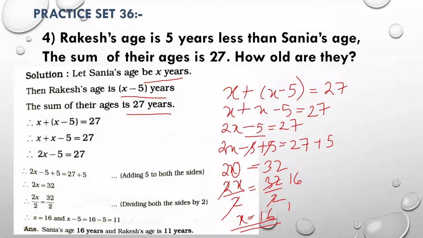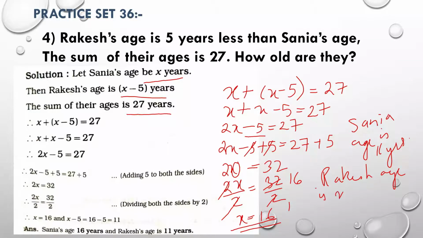Here Sania's age we took x. So Sania's age is what? 16 years. And Rakesh's age is what? x minus 5. So Rakesh's age is x minus 5, that is 16 minus 5, that is 11 years.